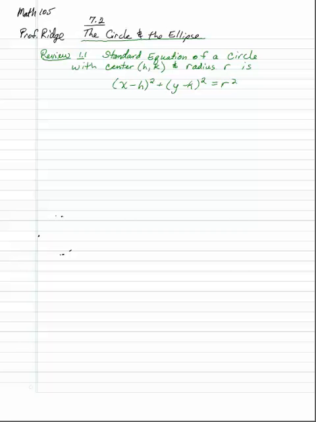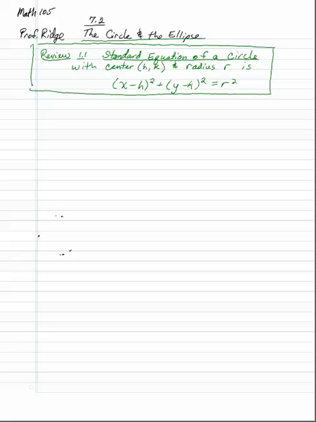Okay, so this is review from section 1.1, the standard equation of a circle with center (h, k) and radius r: (x minus h) squared plus (y minus k) squared equals r squared. Again, go back to 1.1, you can see we use the distance formula to come up with that equation. And a circle is a conic section. If you were to take the cone and slice it where it's perpendicular to the center line of the cone, you'll get a circle.